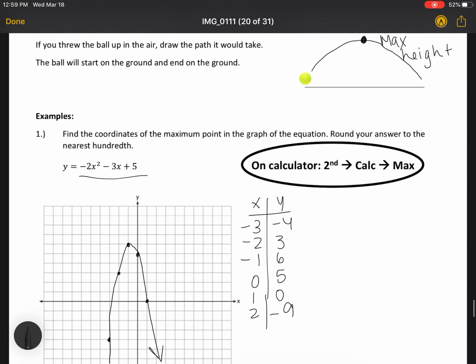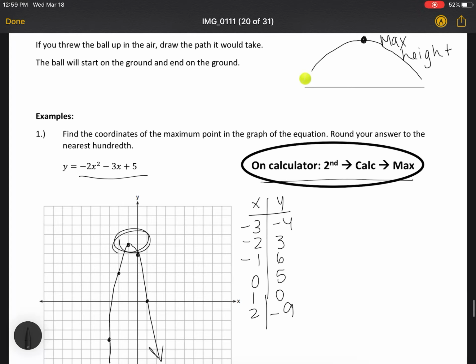Now it's hard to tell looking at this graph what the maximum height is, what that vertex is, because it's not a very symmetrical parabola. So what we're going to do is use our calculator to find that vertex. We've done this before in class. You're going to use these steps here. You're just going to be on the picture of your graph. You're going to hit second calc max. And again, you're trying to find this vertex point up here.